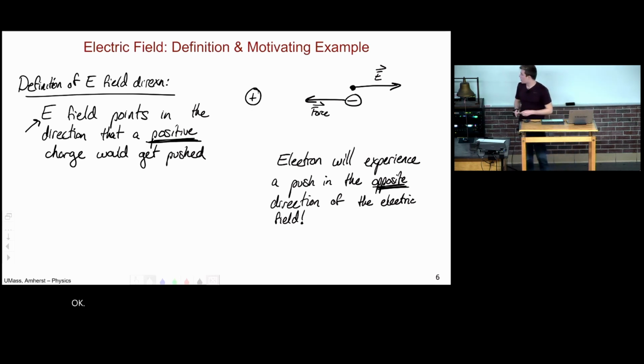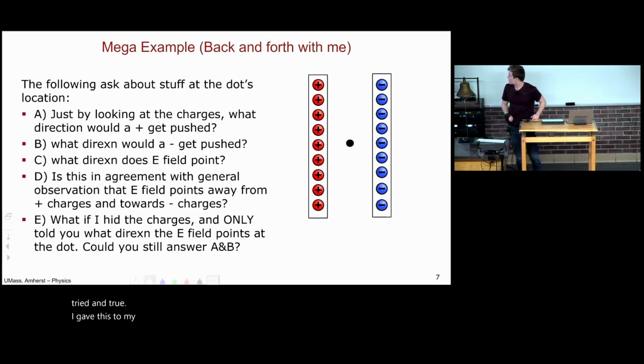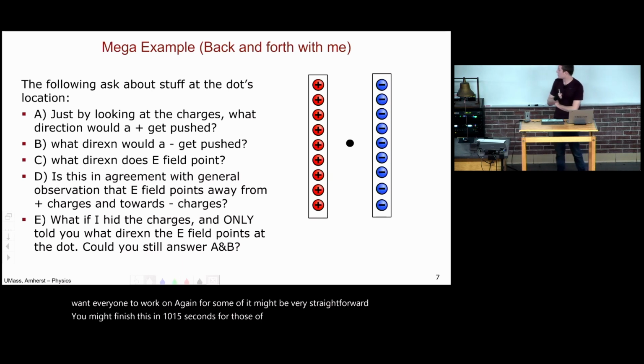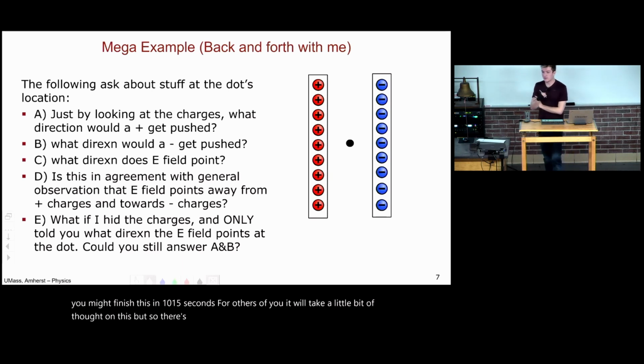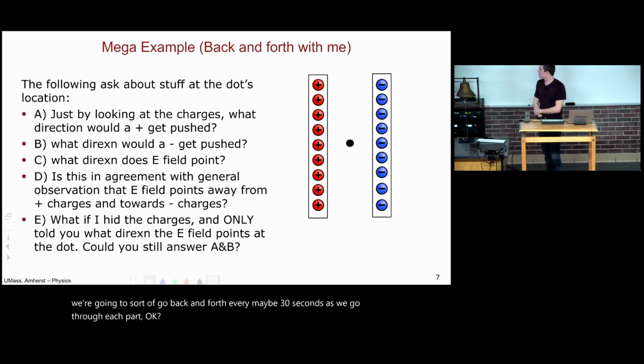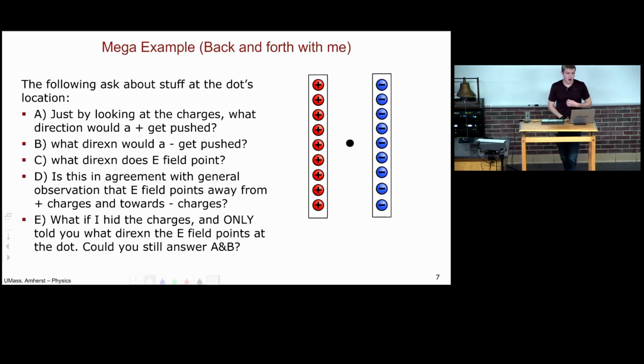All right, now at this point, we're going to work on a big example that is tried and true. I gave this to my labs last semester. So there's 5 quick questions here that I want everyone to work on. Again, for some of you, it might be very straightforward. You might finish this in 10, 15 seconds. For others of you, it'll take a little bit of thought. But there's 5 questions. Work with your neighbors, and we're going to go back and forth every maybe 30 seconds as we go through each part, okay? All right, so part A, probably pretty simple.